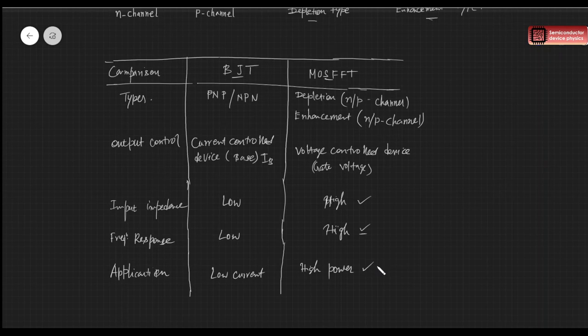And if you see power consumption wise, the MOSFET power consumption is much lesser than the BJT, bipolar junction transistor. Okay. Now we'll move to a very basic MOSFET structure.